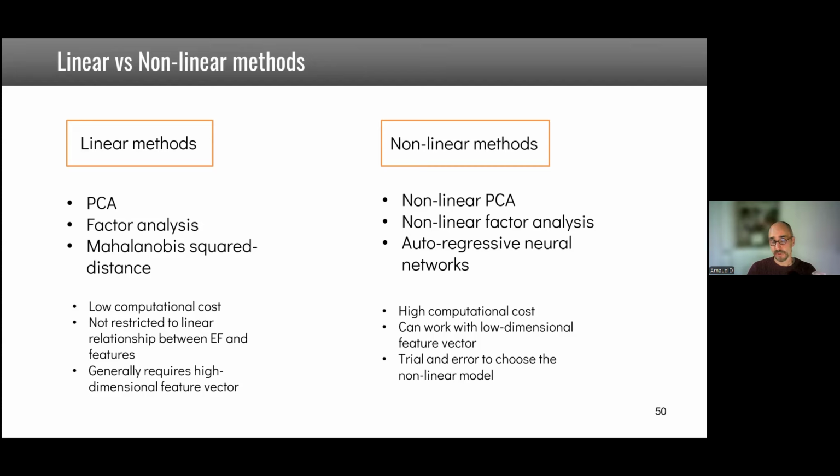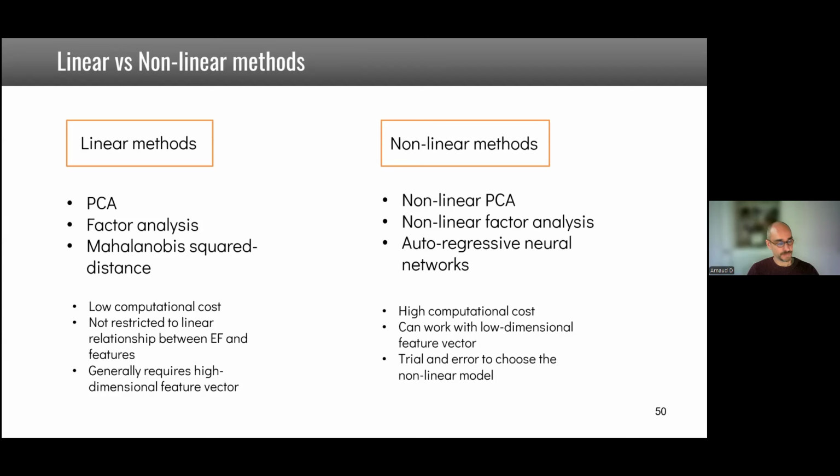But the main problem is that there is trial and error in how to choose this nonlinear model because, a linear model, everybody knows what it is. A nonlinear model, there are so many different types of nonlinear models that you have to do a lot of trial and error, a lot of computations, etc. So I think it can be efficient in some cases, but I wanted to point out the pros and cons of the different methods.